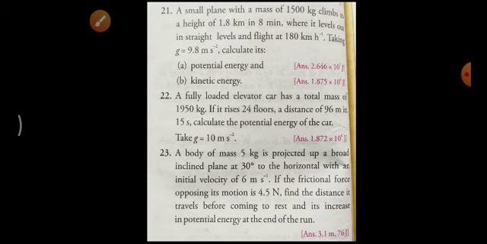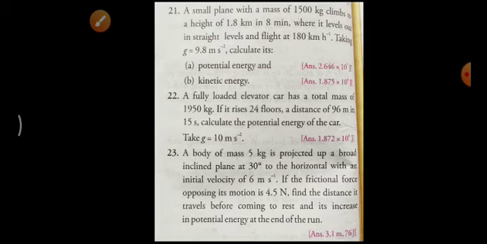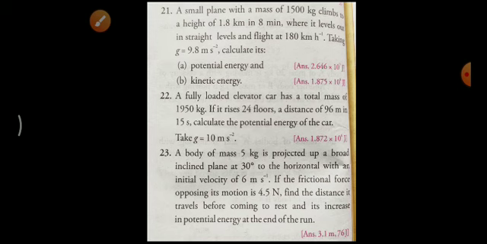Then number 22, a fully loaded elevator car has a total mass of 1950 kilogram. If it rises 24 floors, a distance of 96 meter in 15 seconds, calculate the potential energy of the car. Take g is equal to 10 meter per second square.